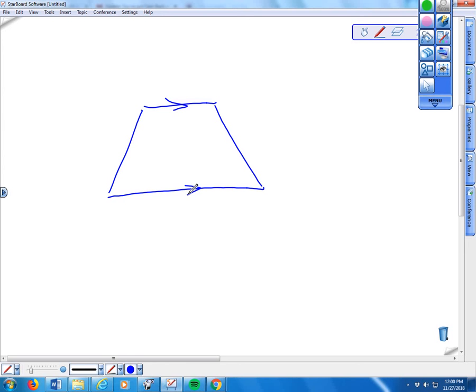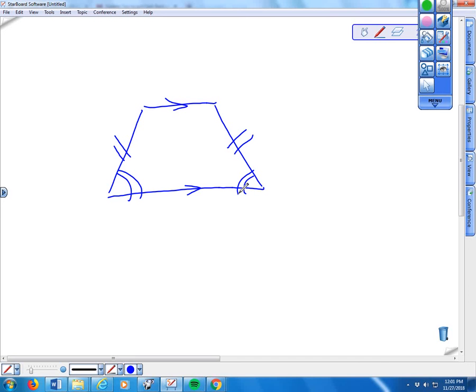Okay? There's a special kind of trapezoid called an isosceles trapezoid. And an isosceles trapezoid has the same features that you find in an isosceles triangle. Meaning this side is equal to this side, this angle is equal to that angle. Bases are equal, legs are equal. That's an isosceles trapezoid. Not all trapezoids are isosceles, but if they tell you it's isosceles, you can assume this to be true.